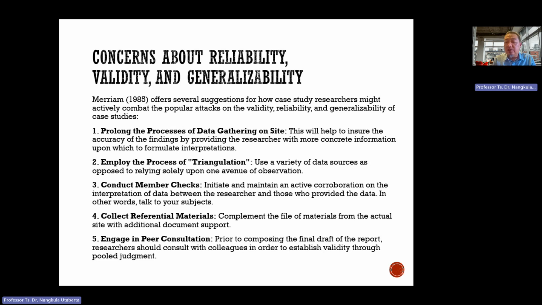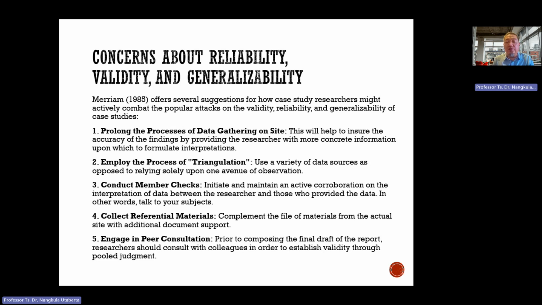Secondly, they call it triangulation. Triangulation doesn't have to be three. It can be five, it can be six, it can be seven. But you do a triangulation when you use a variety of sources, not just using only one source of data, but you combine them. For example, you have the interview, you have the observation, you have the survey, you also have the questionnaire. Then you combine all these results, then you compare them, and that's what we call the triangulation process.